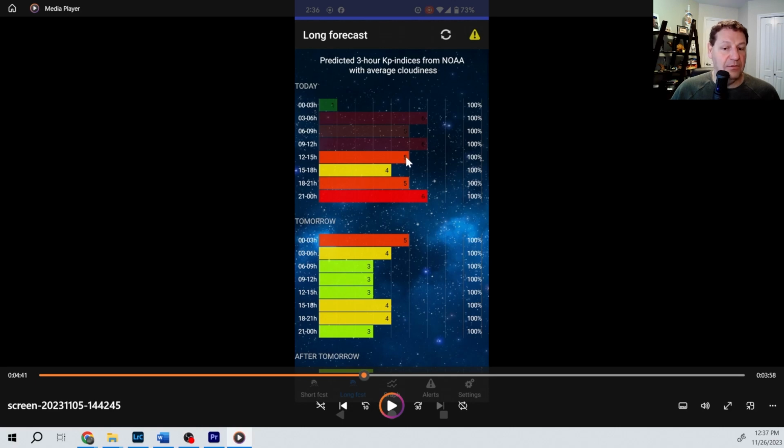KP5 is visible usually down to the US and maybe into some of the northern US states. Same with KP6, so those are very good numbers in terms of KP. BZ can affect that considerably, but in general, those are really good numbers. And then you can see that tomorrow it's going to start dropping off.